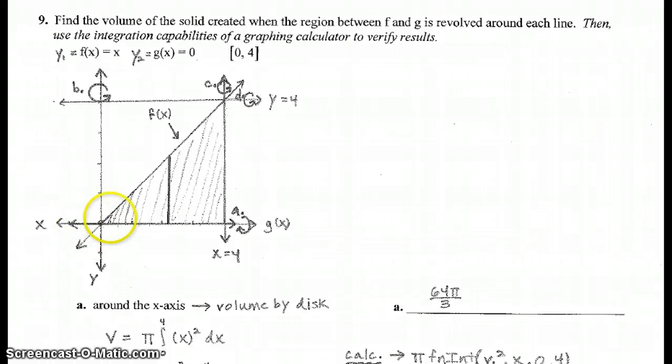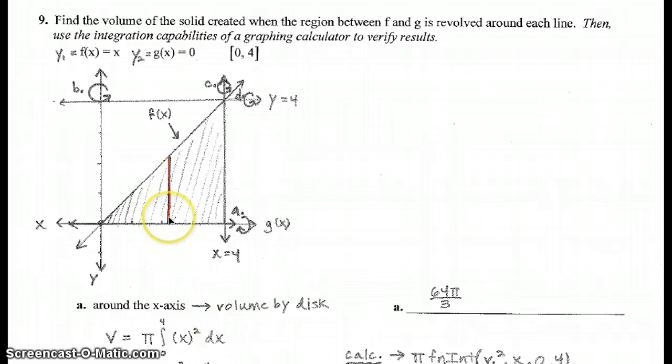Part A asks us to revolve this around the x-axis. Well, if we're going to take this region and revolve it around the x-axis, the region is right up against the x-axis, which means this is a disk. The disk formula is based on the geometric formula pi r squared. So all we need to decide is what is our radius. I drew in this cross section here, which I will redraw in red. And that cross section is our radius. Because it's the f function back to the x-axis, we can just call our radius f of x, which is just x. So the integral is pi times the integral from 0 to 4 of our radius x squared dx.